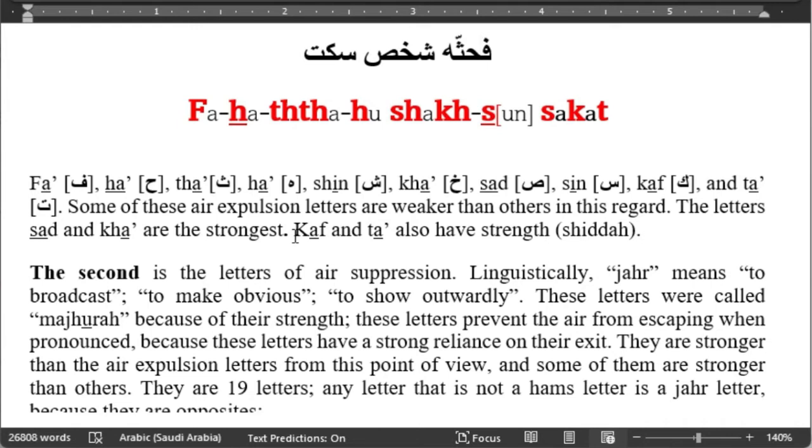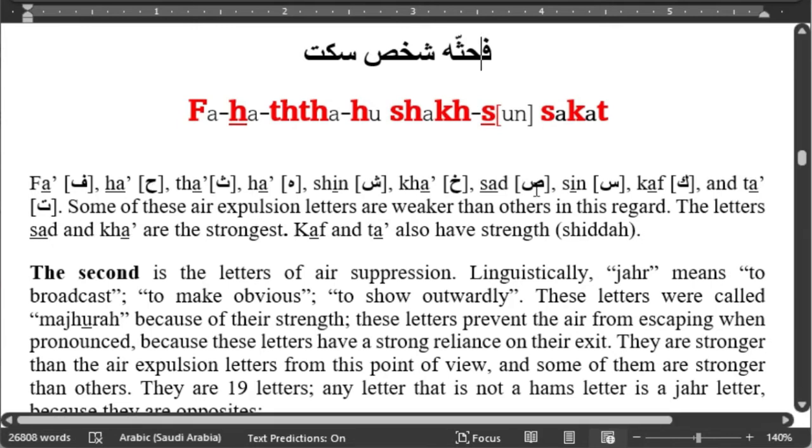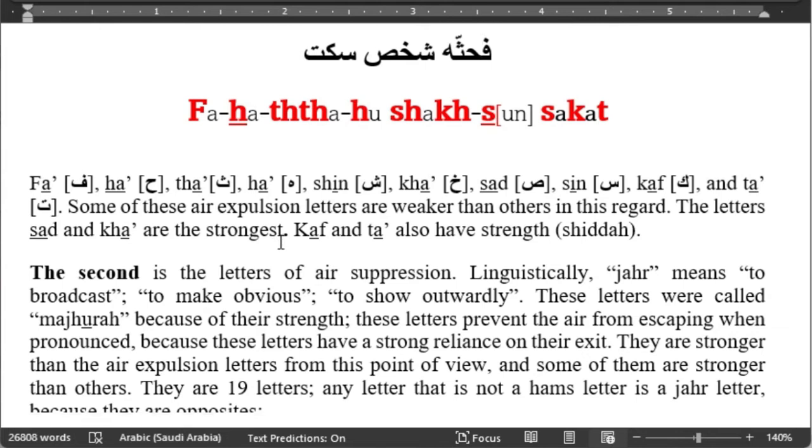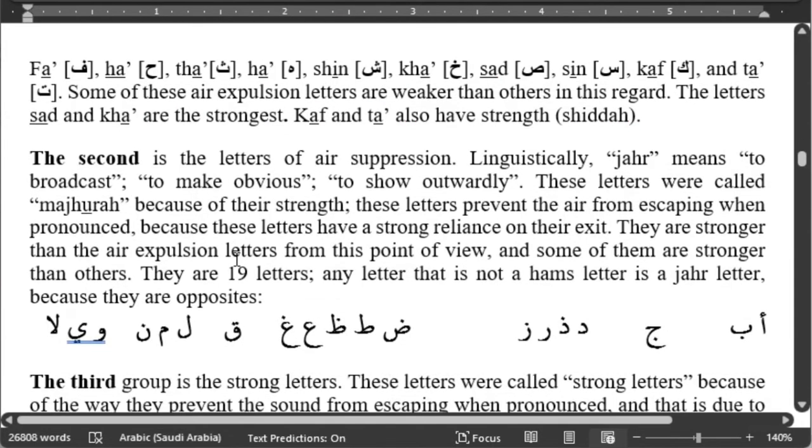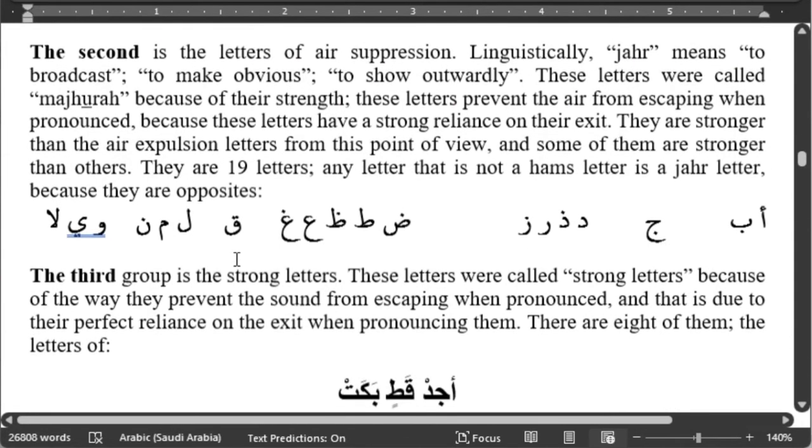So master that. Master their exits and then master their attributes. You will see which of these are stronger and weaker as we go along because each letter has more than one attribute. The minimum number of attributes that any letter has is 5. A letter wouldn't have less than 5 attributes. We have a chart that we'll come to, so we'll see, insha'Allah.